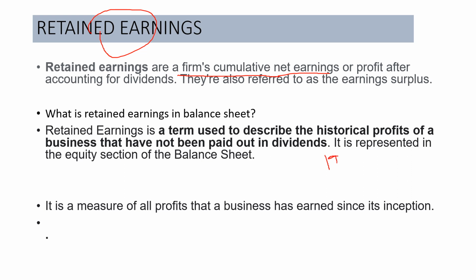Okay, now every year you're keeping a certain part of the profit as a reserve. That means if you accumulate those earnings or net profits, you're keeping it as a reserve. So this accumulated net profits or earnings after accounting for dividends, meaning after paying the dividends to shareholders, whatever is left is your retained earnings. So it is actually called the earning surplus.